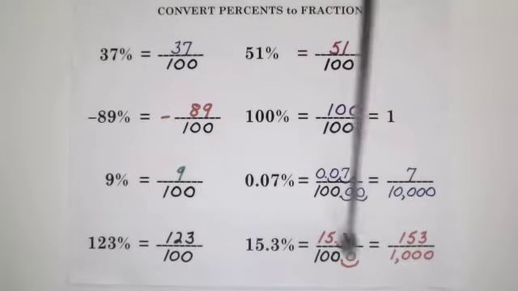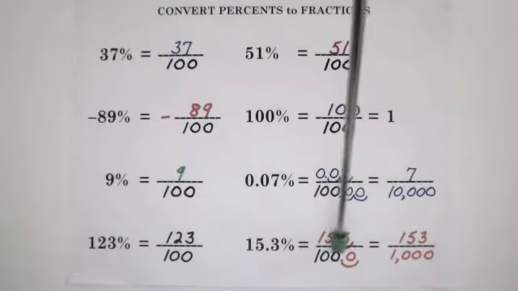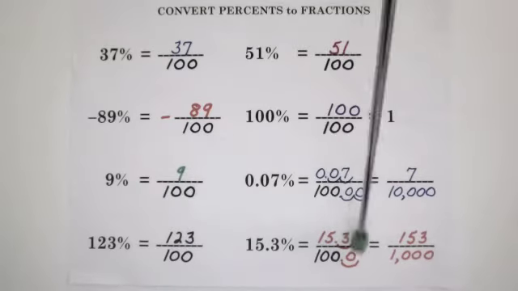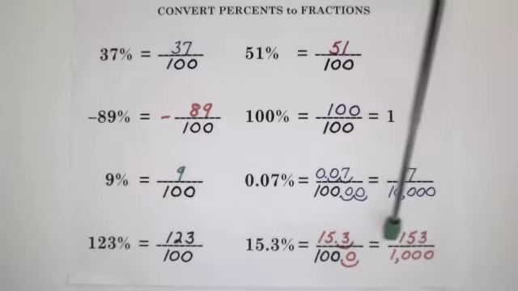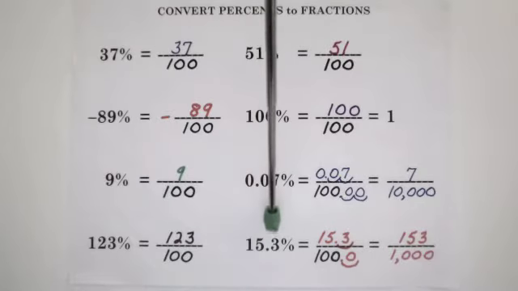I need to add a 0 to hold the tenths space so that I can move the decimal point over 1 space. And now my number in the denominator is 1,000. So 153 over 1,000 is the same as 15.3%.